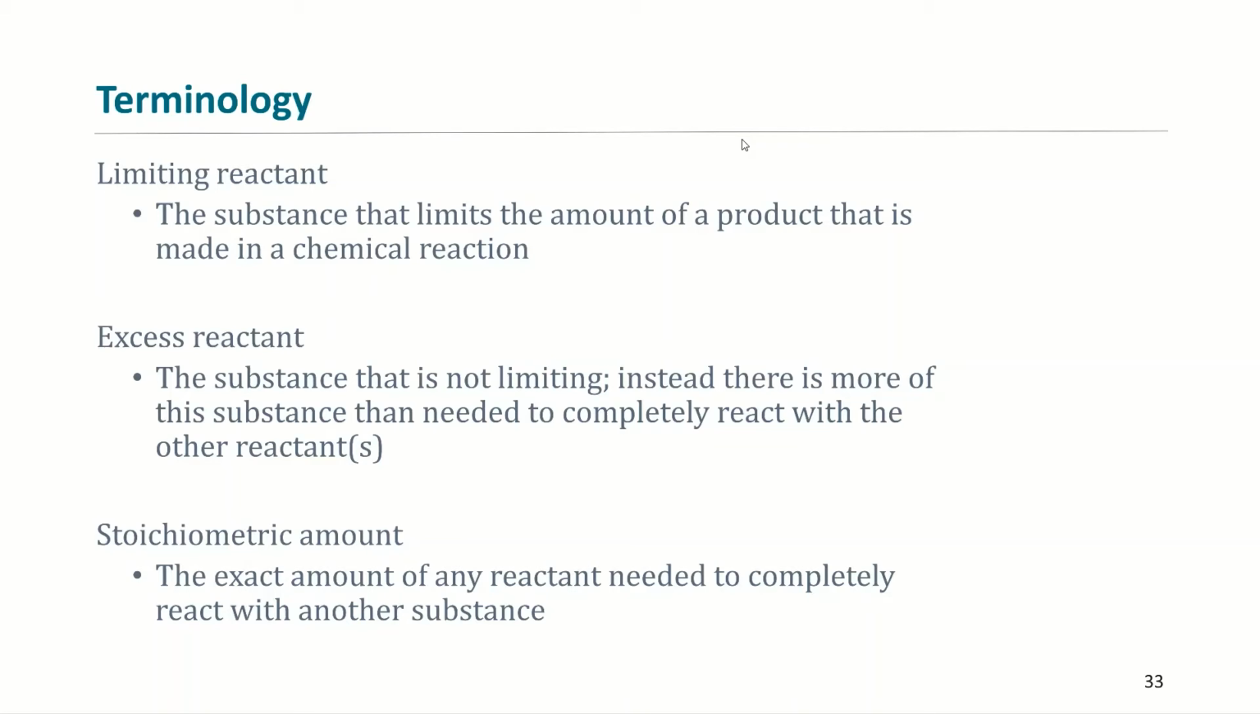Now, it is possible that you can have both substances in a chemical reaction be limiting reactants. If we do a reaction and we measure out everything very, very precisely, and all of the reactants react and there's nothing left over, what that is called is a stoichiometric amount. That's basically the exact amount that we need to do the chemical reaction. Now, the only way that we can get stoichiometric amounts is by measurement. And that usually involves calculations of stoichiometry, which is why it's called a stoichiometric amount.